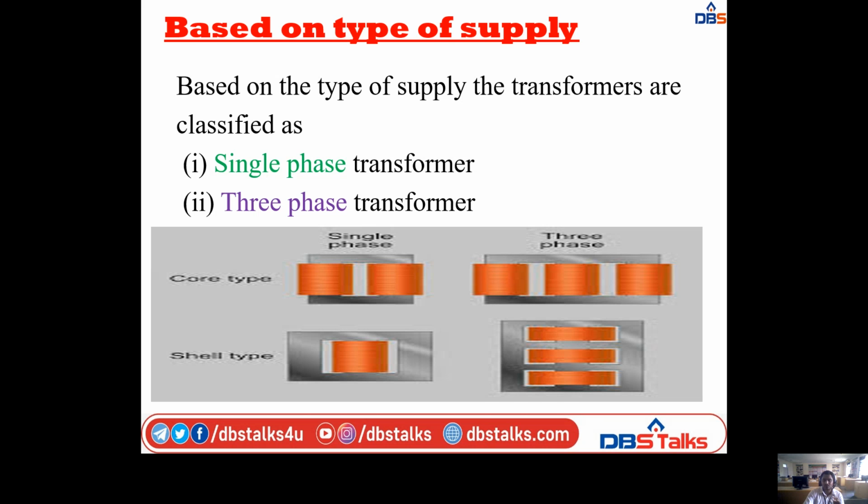But in this case, I am taking the core type transformer and the shell type transformer. So in the core type transformers, the single phase transformer is placed like this, and in the shell type, the single phase transformer looks like this. Okay, and the three phase transformer of the core type looks like this, and in the shell type the three phase transformer looks like this. Okay, so I hope you understand this one.